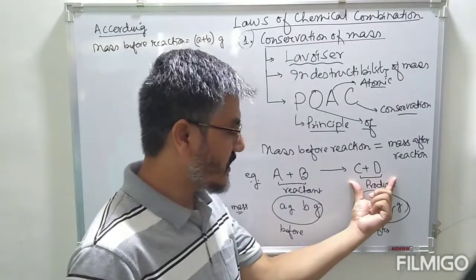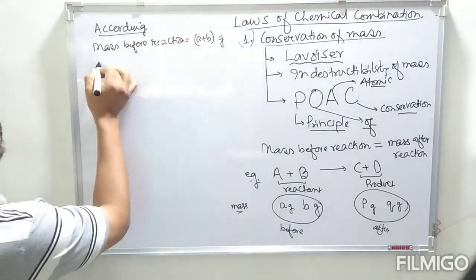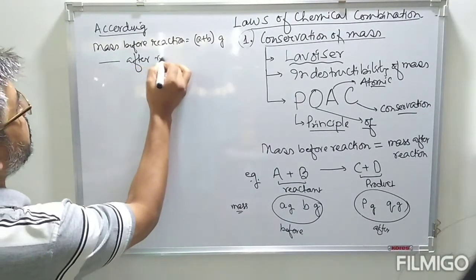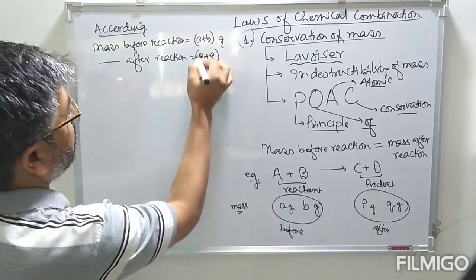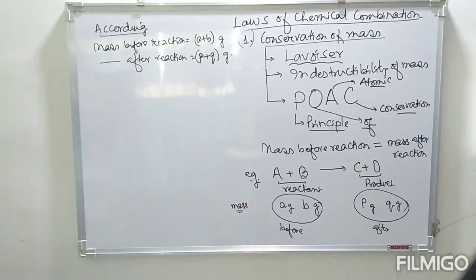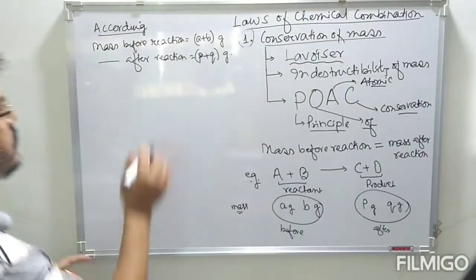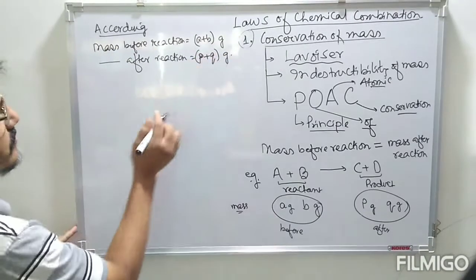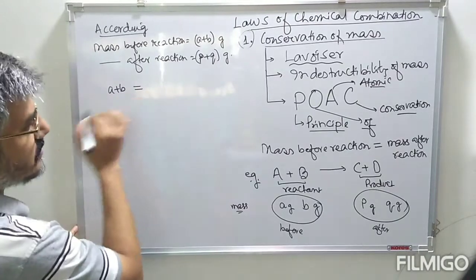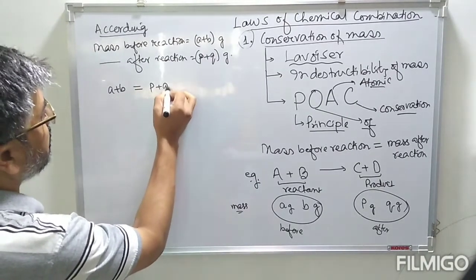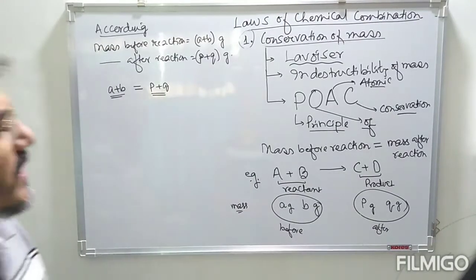After reaction, there is a formation of C and D. Quantity of C formed is P gram, quantity of D formed is Q gram. So therefore, mass after reaction is P plus Q gram. So mass before reaction is A plus B, mass after reaction is P plus Q. So according to this law, that is conservation of mass, A plus B, that is mass before reaction, should be exactly equal to P plus Q. So this is what is meant by conservation of mass.